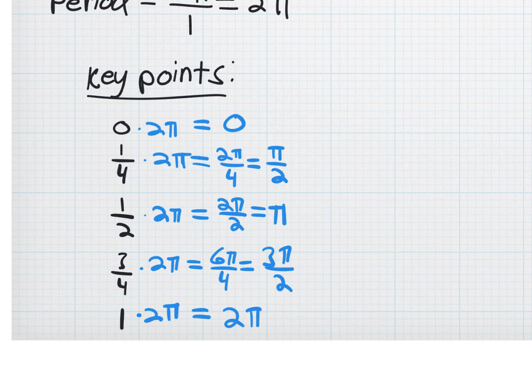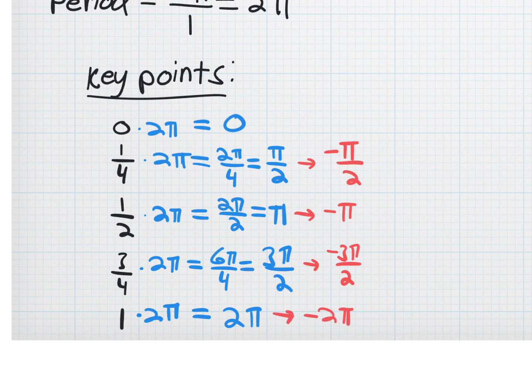You also want to go in the negative direction just to make sure that you have both sides accounted for. So you're going to take all of your positive ones and you're also going to locate the negative ones. So if I have a pi over 2, we're also going to plot a negative pi over 2. We have a pi, we're also going to plot a negative pi. 3 pi over 2, we're also going to plot a negative 3 pi over 2, and then a 2 pi, we're also going to plot negative 2 pi. All right, so those are 9 points that we want to plot on our graph.